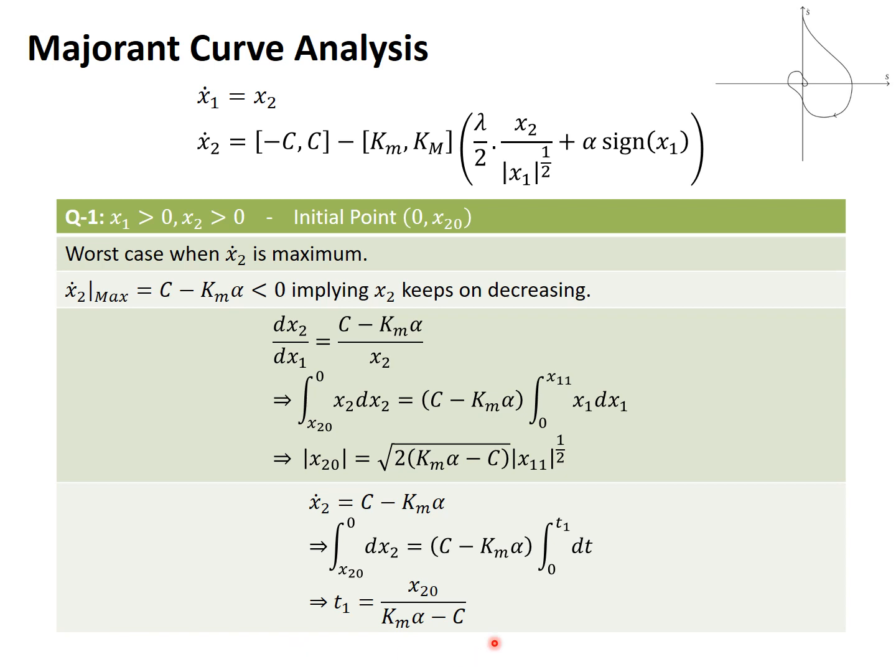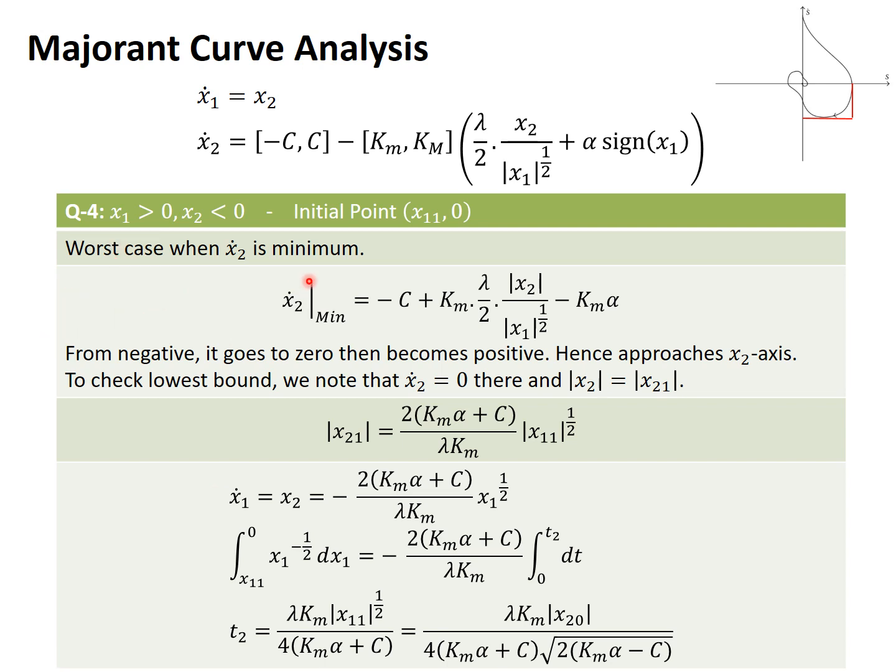Of course, this time t1 is a conservative time because we have chosen the maximum of x2 dot. This is the maximum time that it can take. So, it will obviously happen that the time it actually takes will be much less than this.